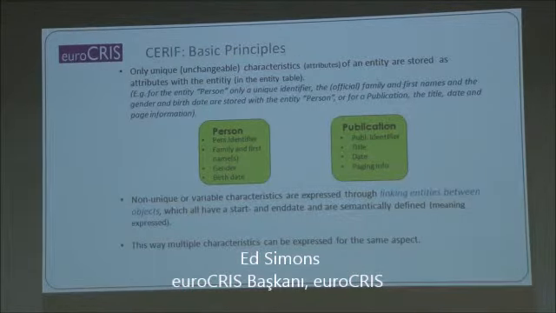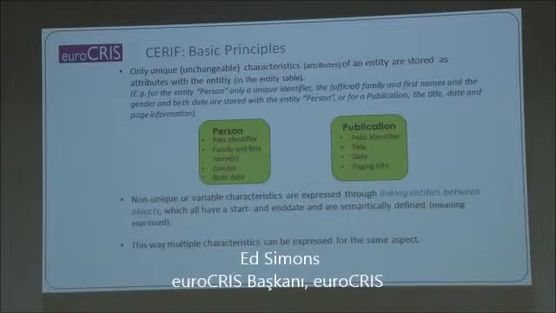So, a few basic principles of CERIF. I will go quite quickly on these things because they tend to become a bit technical. First of all, only the unique characteristics of an entity are stored as attributes with the entity itself. For instance, for a person, we only store these things in the person table, and the rest is all expressed through linking entities, which I will deal with later. For publications, for instance, we only store an identifier, the title, the date of publication, and the paging info, so start and end page or number of pages.